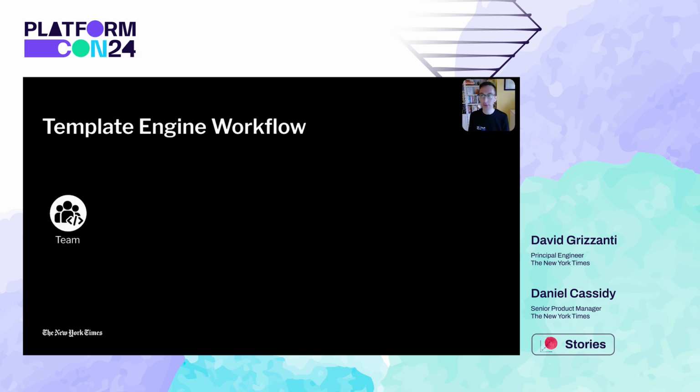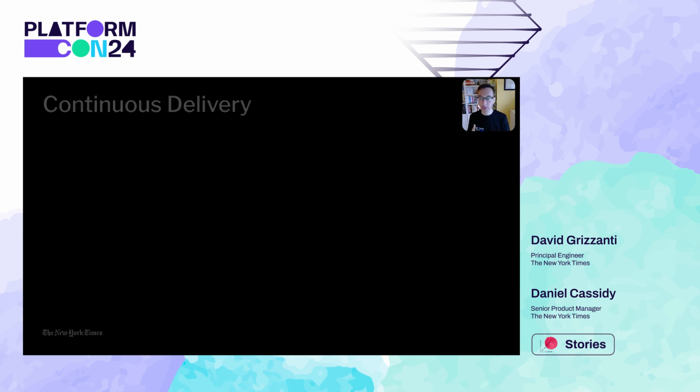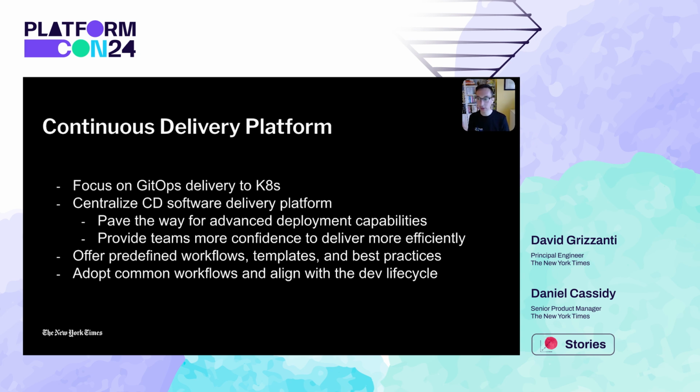And the way that this template engine works is it has this workflow. So the team starts, they fill out a form that enters some information in Git, which kicks off a Drone pipeline, which we use for orchestration. That will create the underlying application repo in Git, Vault for secrets, and we use Argo for deployment to our runtime cluster in Kubernetes.